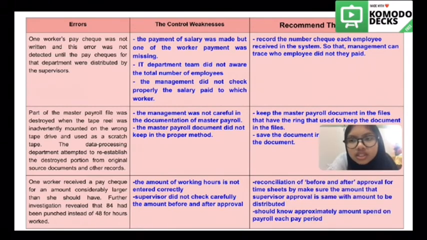The next error is that one worker received a paycheck for an amount considerably larger than she should have. Further investigation revealed that 84 had been punched instead of 48 for 4 hours of work. The control weakness here is that the amount of working hours is not entered correctly, which means the supervisor did not check the amount carefully before and after approval. So the recommendation is that management should reconcile both before and after approval for the timesheet, making sure the amount that the supervisor approved is the same as the amount to be distributed.